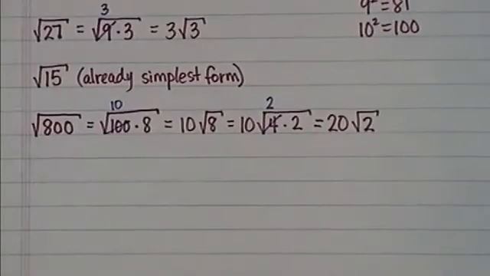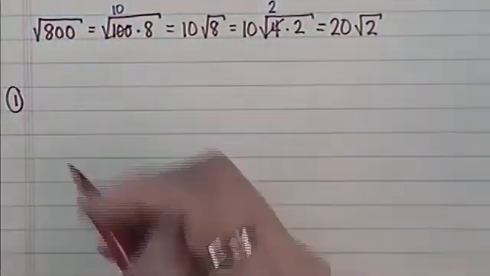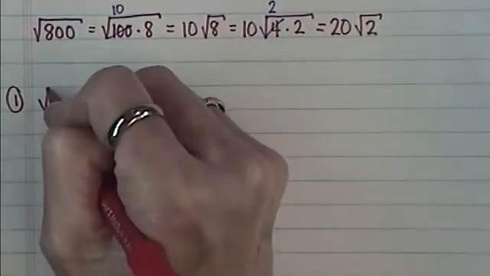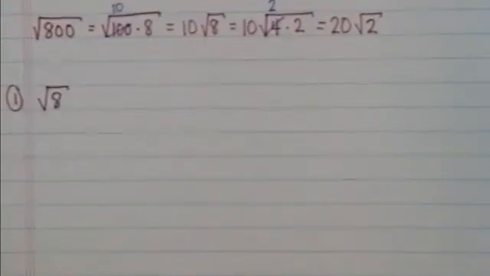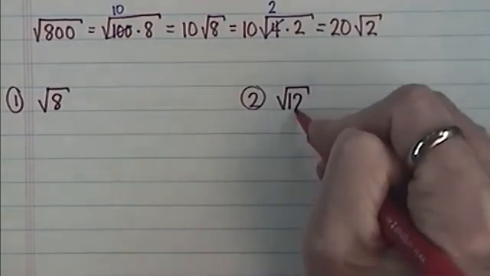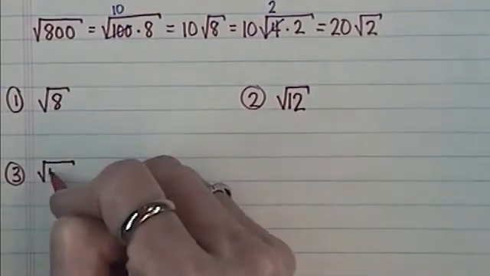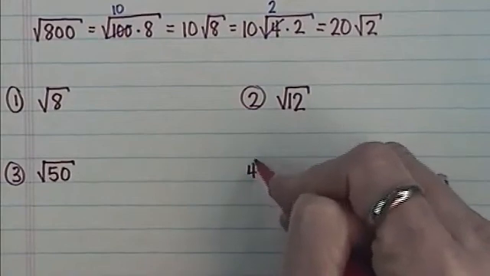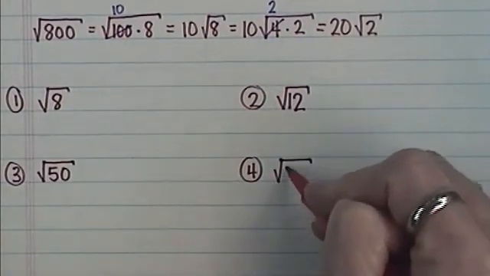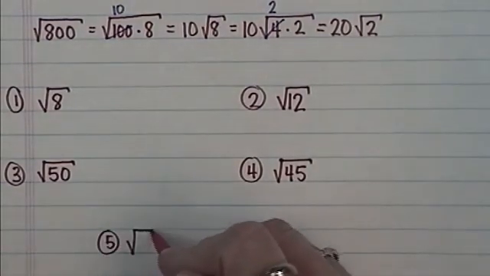All right, so the next thing you're going to do is write down 5 practice problems. So you're going to copy them from what I write here, and you're going to try them yourself, bring them to class tomorrow, and we'll see how you did. All right, so you're going to do the square root of 8. Number 2 is going to be the square root of 12. Number 3 is the square root of 50. Number 4 is the square root of 45. And number 5 is the square root of 18.